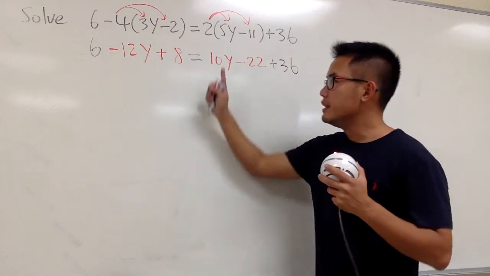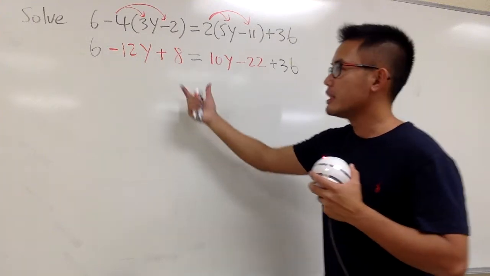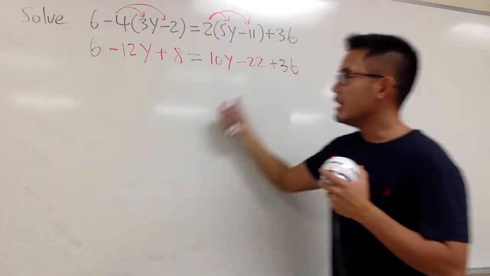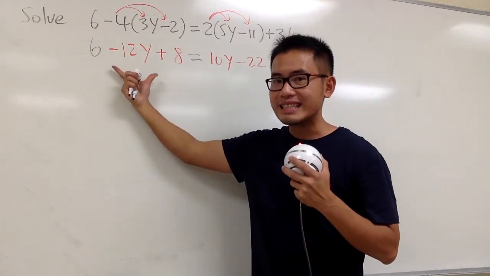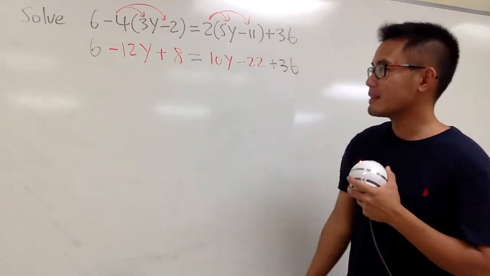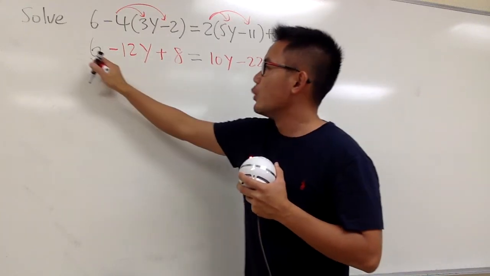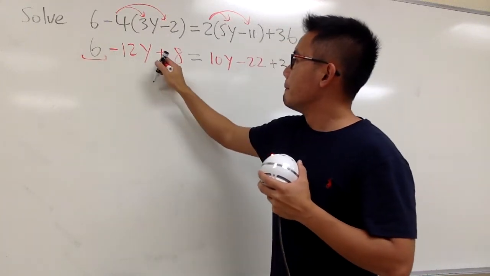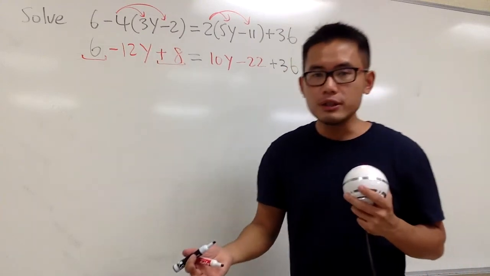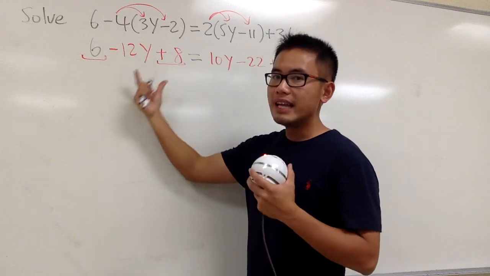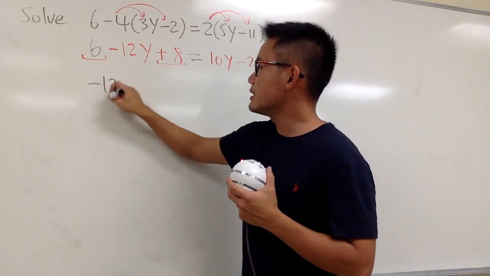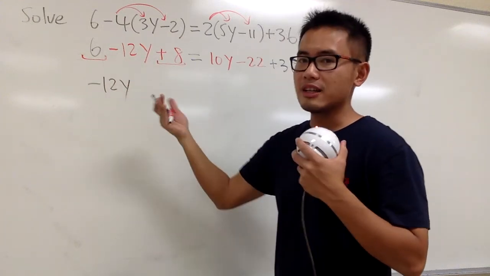As you can see, this is the equal sign right here. Here it's considered the left-hand side, and here is considered the right-hand side. We are going to combine like terms on one side first, on the same side, alright? So on the left-hand side, we see we have the 6 plus 8. They are just both numbers, so we can combine them together. This is -12y. Let's write it down first.